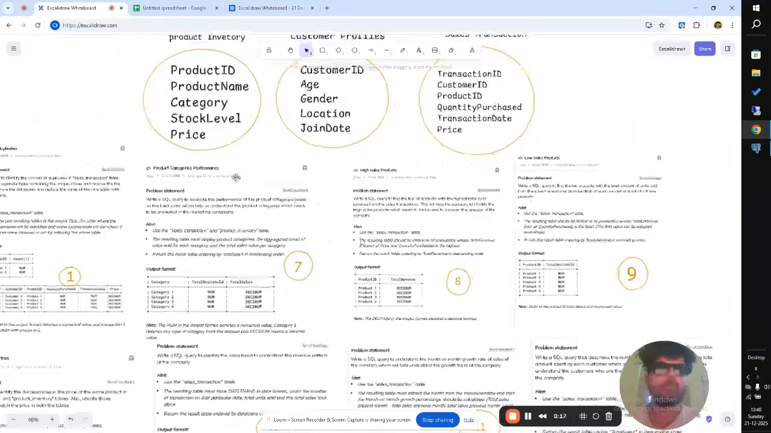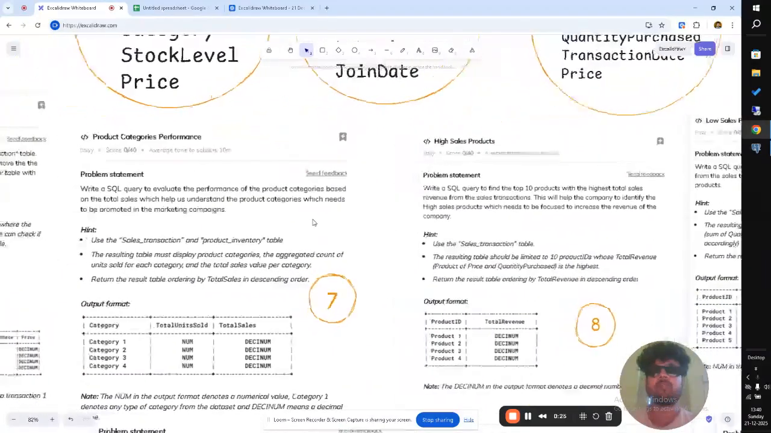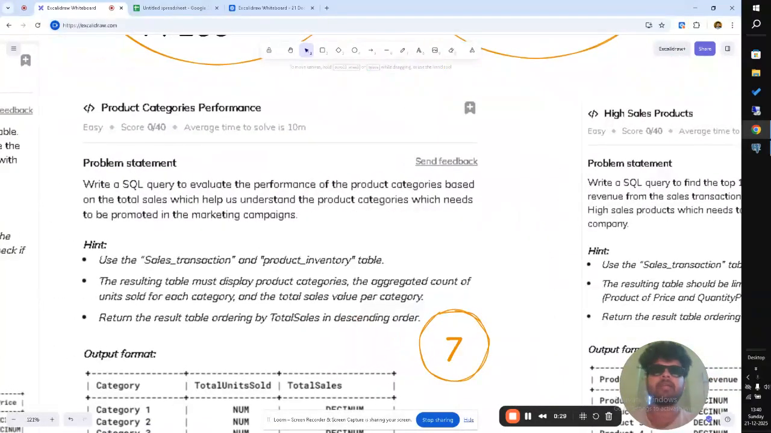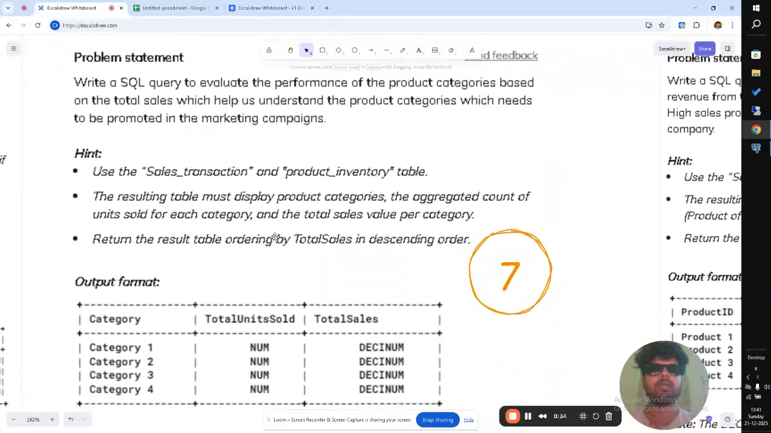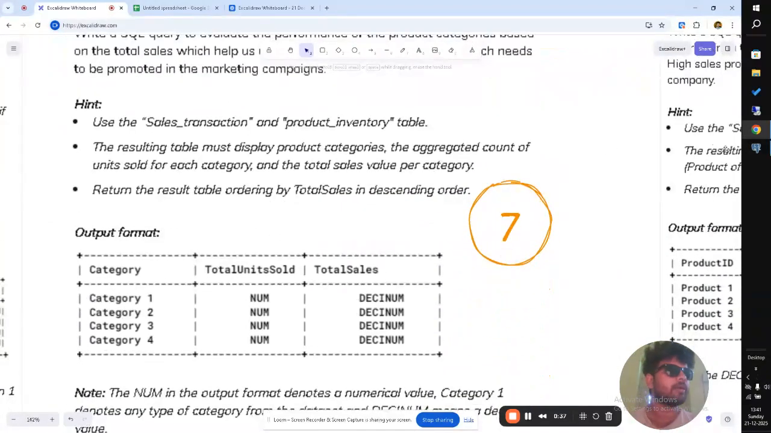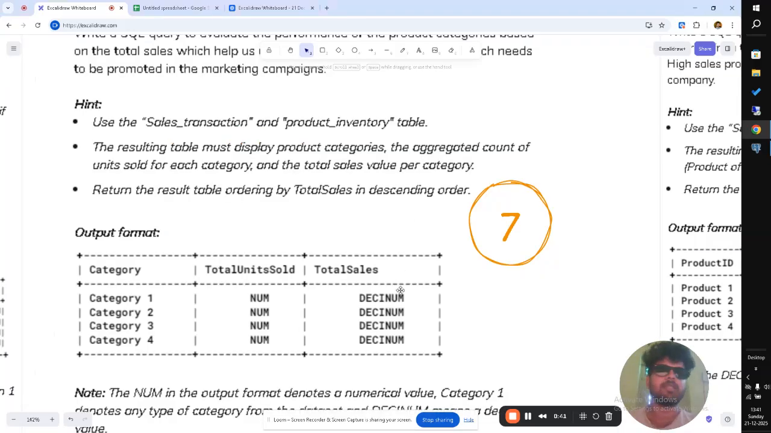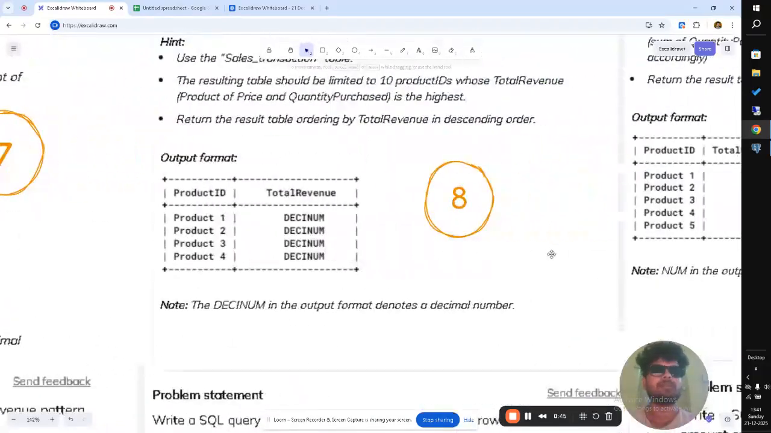Now we solved half of it, and now we are solving the next half. Okay, so product category performance. Our question is related to product category performance. So let's go. Number 7 is done actually. We are solving number 8. Yeah, this is the one.